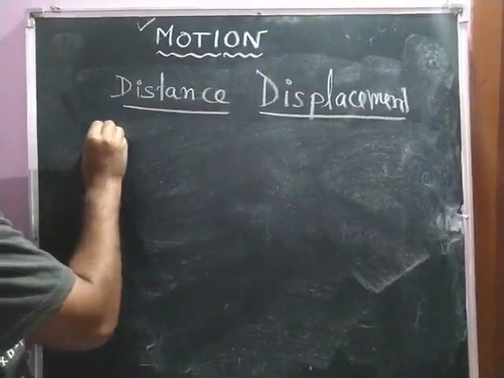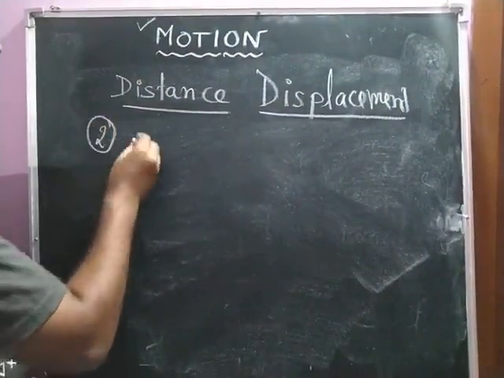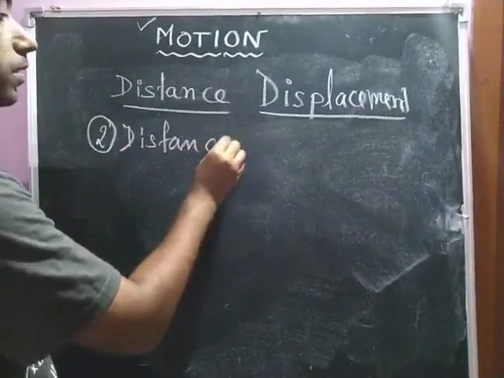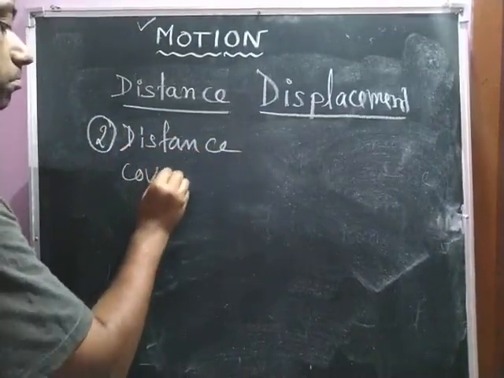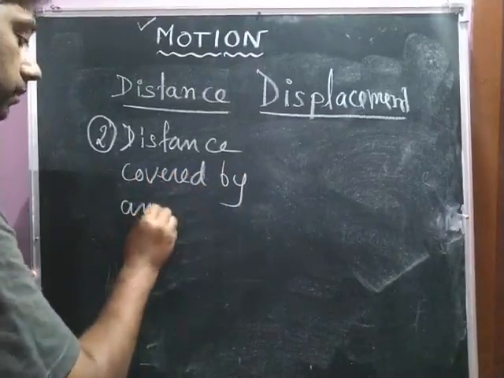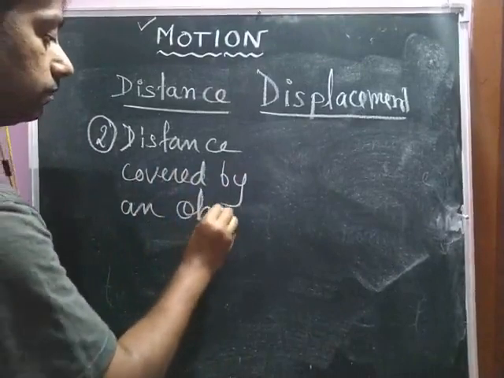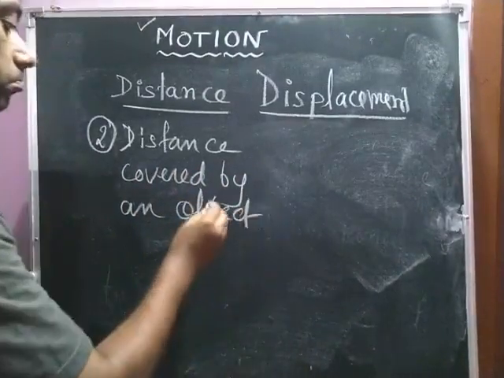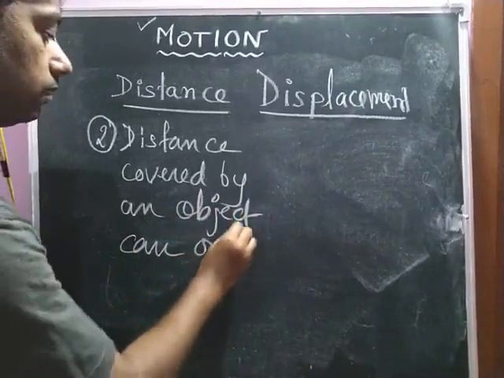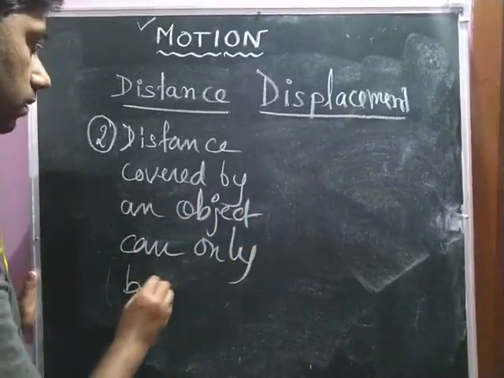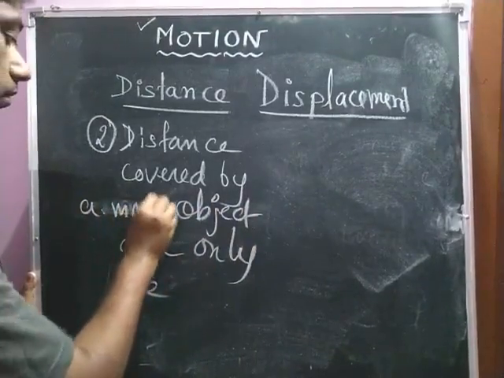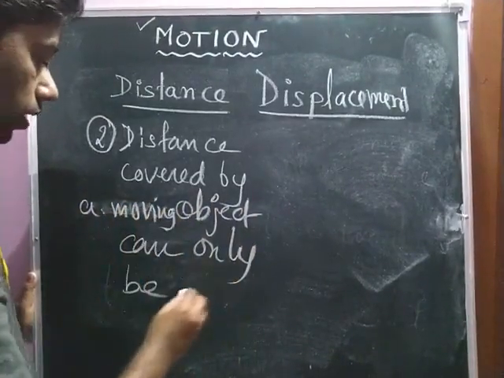Again, distance covered by an object can only be positive, since it is covered by a moving object.